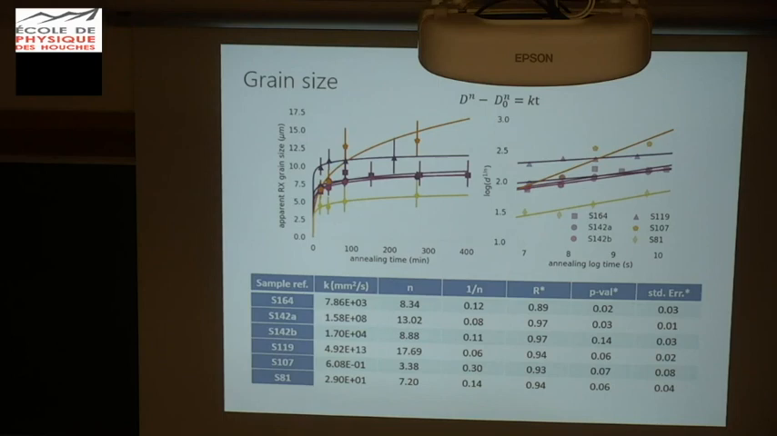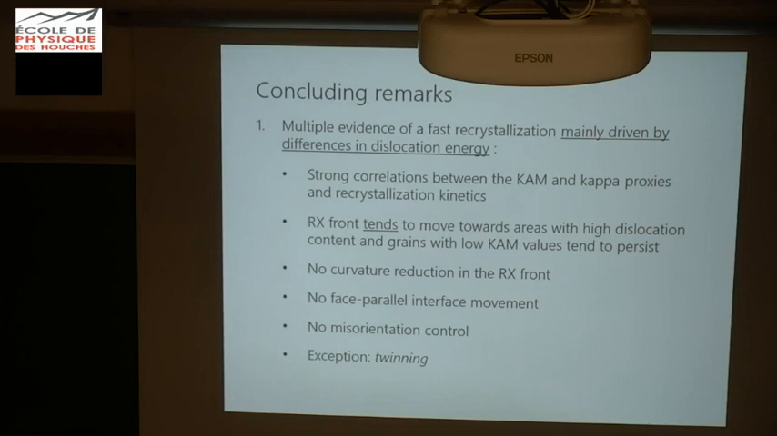So to conclude, we found multiple evidence of far recrystallization, mainly driven by differences in dislocation energy. These evidences are a strong correlation between the Kamma and Kappa proxies and the recrystallization kinetics. The recrystallization front tends to move towards the areas with high dislocation content, and grains with low Kamma values tend to persist. Also, there is no curvature reduction in the recrystallization front, even in the samples that stagnate.